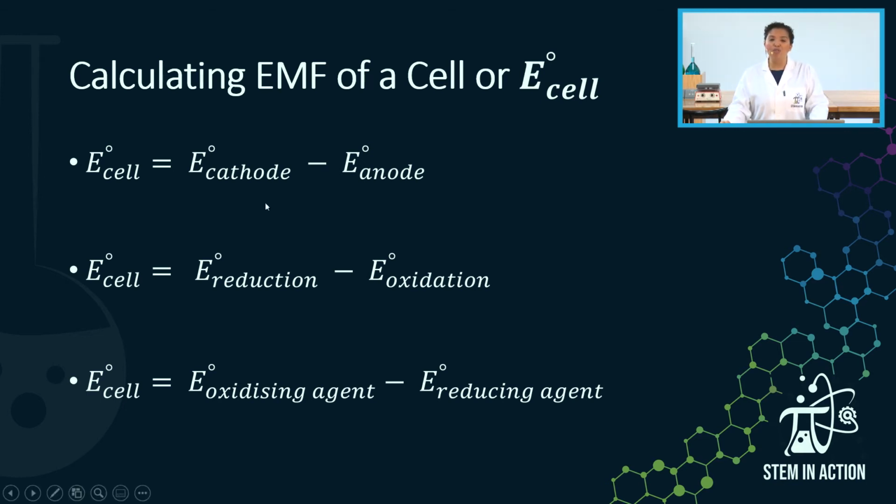And also, do not start abbreviating these subscripts. So don't say E0 cell equals E0 cat minus E0 an. You have to write the full subscript. You also can't say E0 red minus E0 ox. You have to say E0 of the reduction half reaction minus E0 of the oxidation half reaction. And so these subscripts must be written in full.